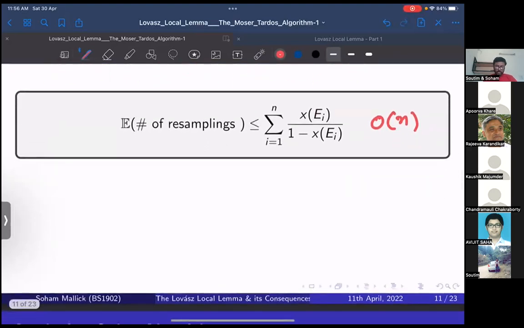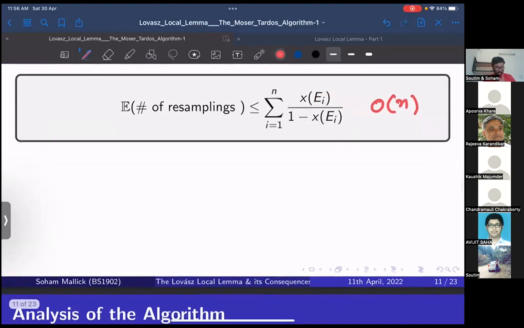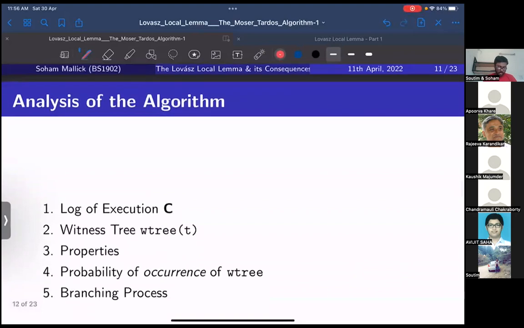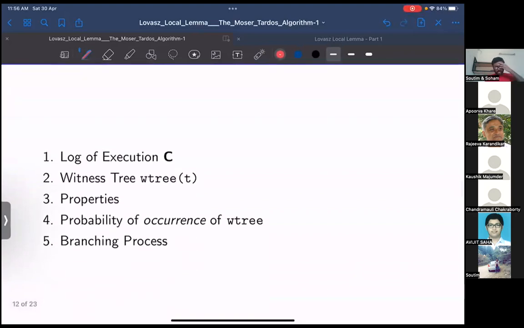So proving this is not at all simple. There is a very beautiful argument that Moser essentially presented in his paper. I will highlight the main details and ideas of the algorithm. So this will be in 5 steps. Let us see what they are.